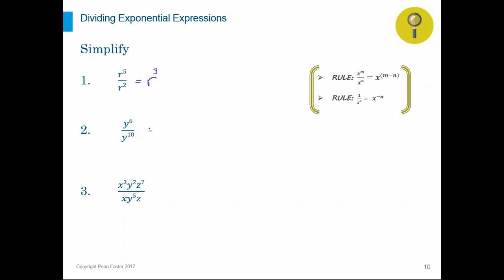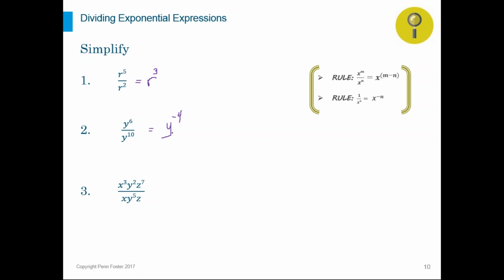Number 2, the same rule. I'm dividing the same variable, y and y. I have different powers. It's okay. So my answer will have a y, and then subtract the top power minus the bottom power. Although 6 is less than 10, we still have to follow the rule. 6 minus 10 will give you a negative exponent, y to the negative 4 power.